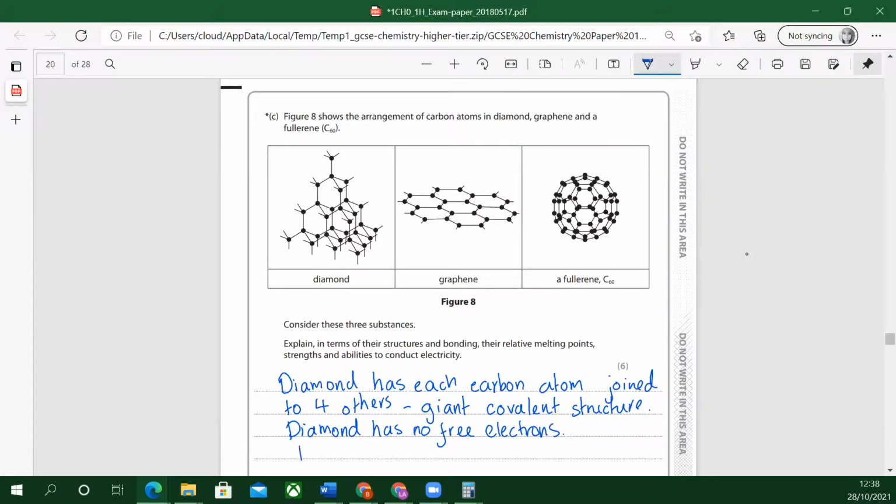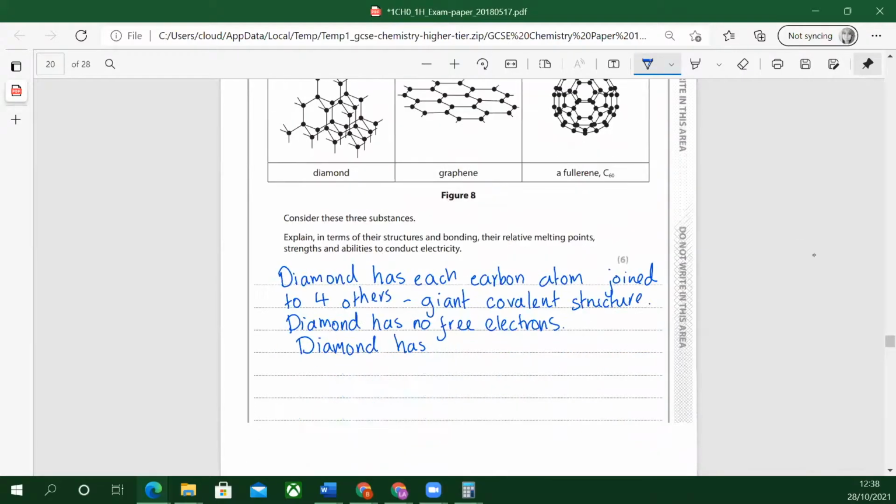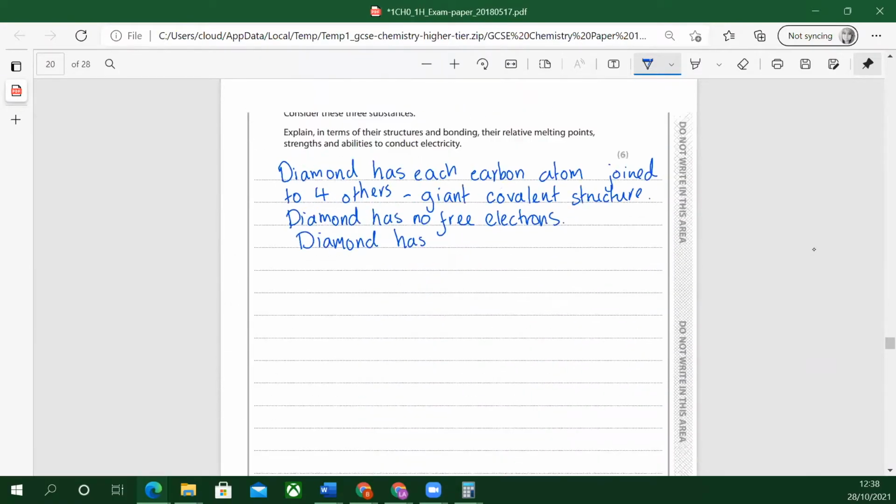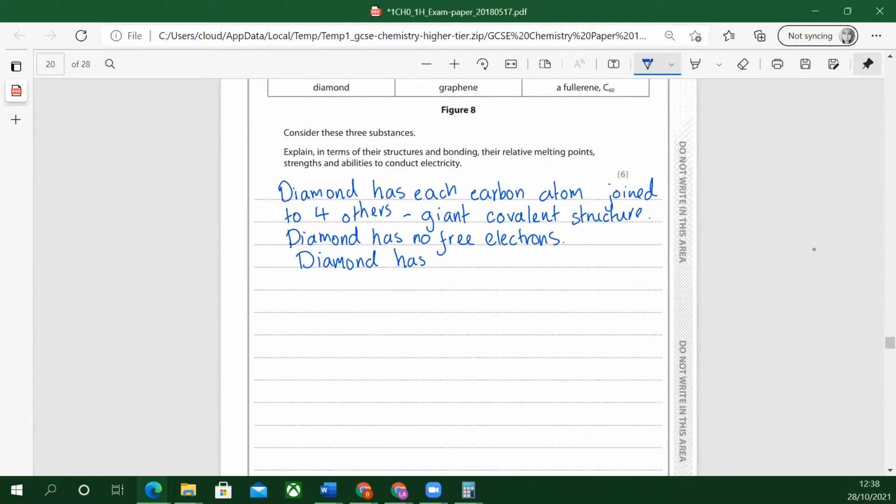So diamond has a high melting point. Let me just put the screen down a little bit to the right, so you've got quite a lot of space there if you need it. So it has a high melting point, but does not conduct electricity.